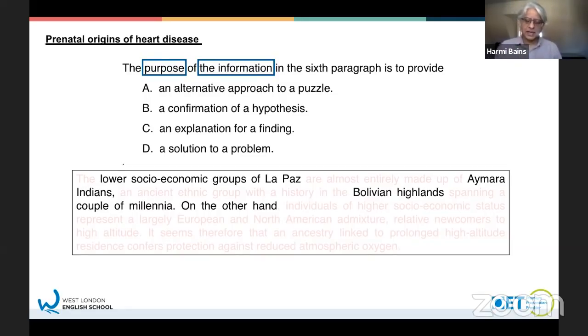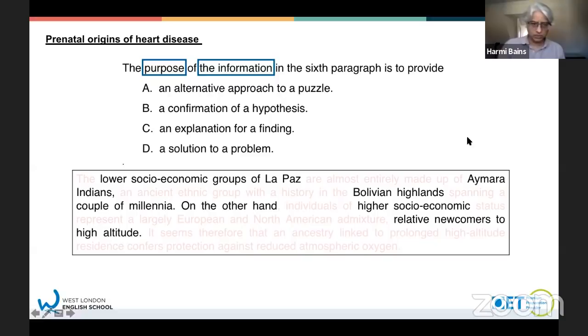On the other hand, and that's really important, you can see where it says on the other hand, because again, it's going to give you contrasting information. It's going to tell you something different, the opposite. So it's just really nice to pick up on these little words. On the other hand, higher socioeconomic families, so wealthier families, who are relative newcomers to high altitude.